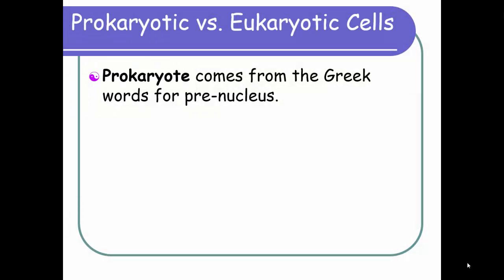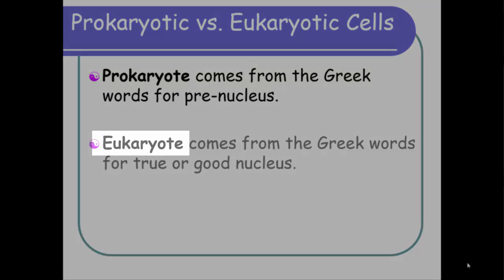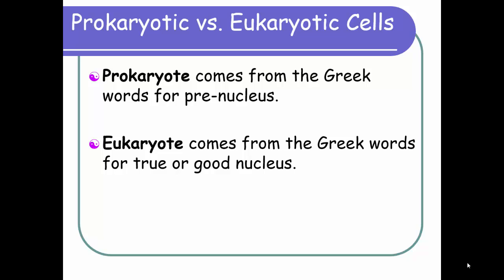Prokaryote comes from the Greek words meaning pre or before nucleus. We define prokaryotic cells today as those that have no membrane-bound nucleus and no membrane-bound organelles. They do contain genetic material, it's just not contained within a nuclear membrane. Whereas eukaryote comes from the Greek words meaning true or good nucleus. So therefore, eukaryotic cells have a membrane-bound nucleus that contains the genetic code of the cell as well as the membrane-bound organelles such as mitochondria, Golgi apparatus, endoplasmic reticulum, etc.